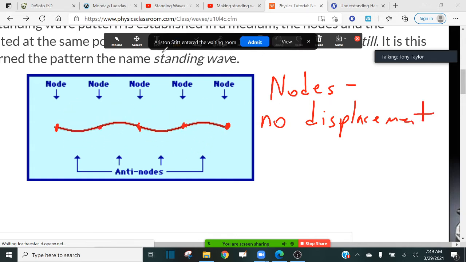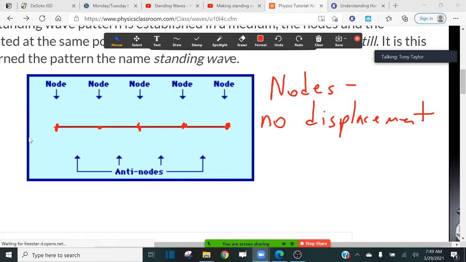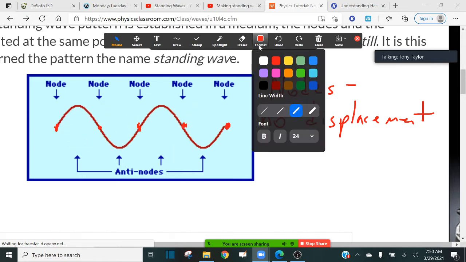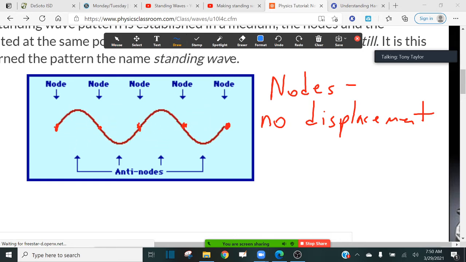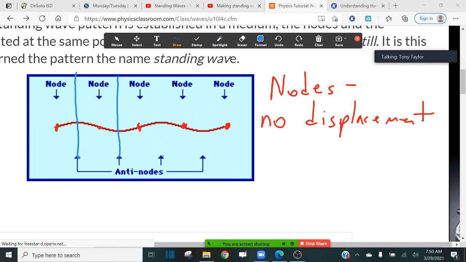So if you notice, along those 4 points there, there's no movement of the string, right? So at that point, you have no displacement. But I want you guys to notice these points right here. Along this line right here, notice I have maximum displacement there, maximum displacement there, maximum displacement there, and maximum displacement there. We call those points the antinodes.